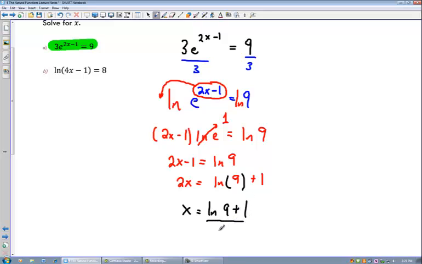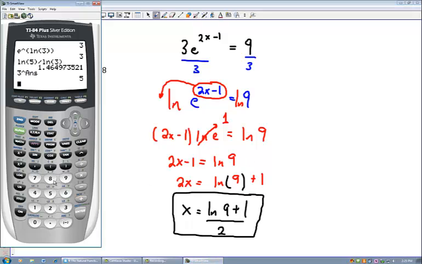And you divide both sides by 2. And so that's my answer for x. Now I can check my answer by plugging this into my calculator. So left parenthesis ln of 9, in parenthesis, plus 1, in parenthesis, divided by 2. So that's my x. And if I plug this in, 3e to the 2x minus 1, so I have 3, second ln, 2 times this second answer, and then minus 1, in parenthesis.